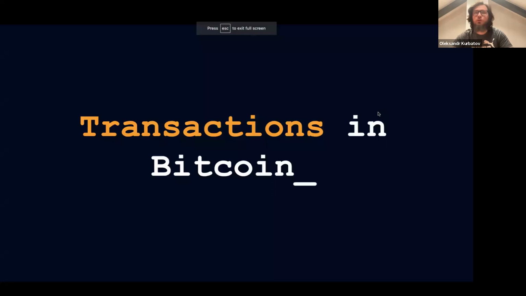Today we will talk about transactions in Bitcoin. We will define what the UTXO model is, how this model is applied in the Bitcoin protocol, and how transactions are created, performed and processed on the Bitcoin network, et cetera. Today we will touch on the transaction structure and the main mechanics that allow you to send money to another person.